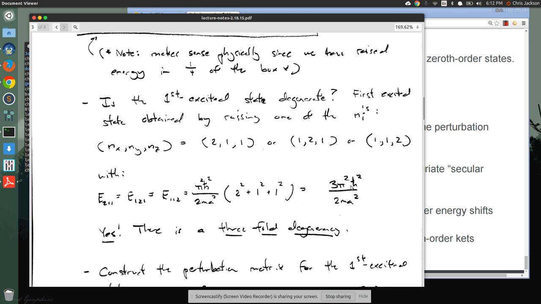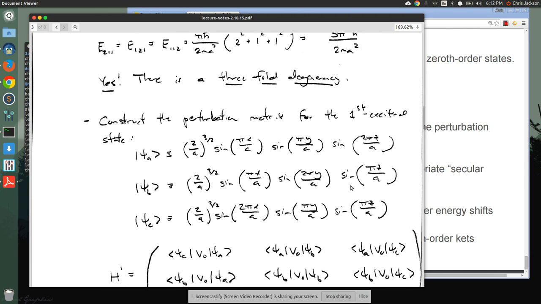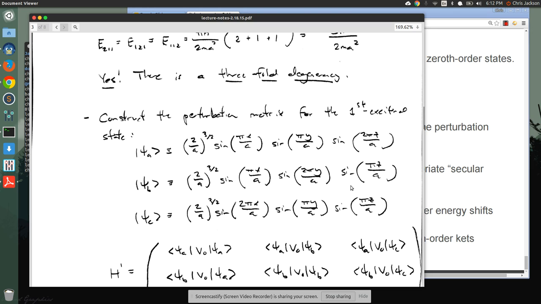That's right, it's 3 by 3. Okay, so it's a 3 by 3 matrix, right? And we're going to want to diagonalize that. So I'm going to introduce some shorthand notation. I'm going to call psi A the 1, 1, 2 state, psi B the 1, 2, 1 state, and psi C the 2, 1, 1 state.